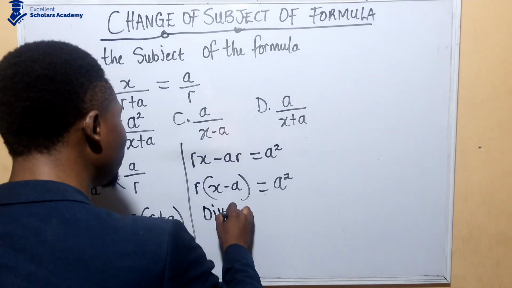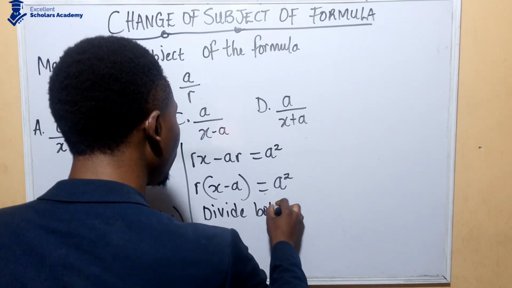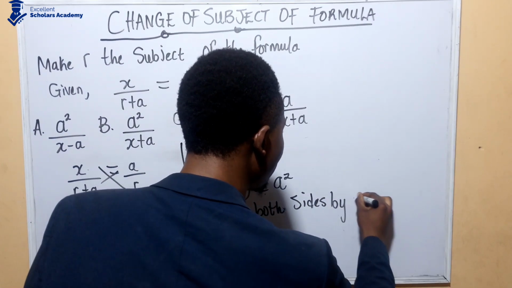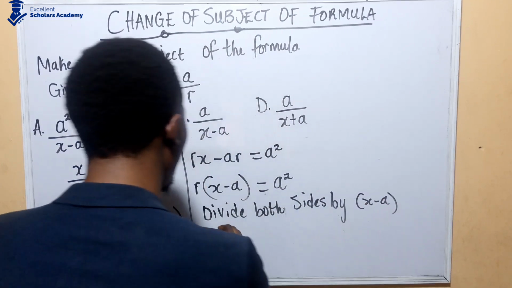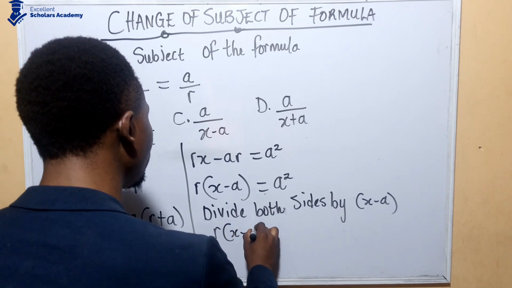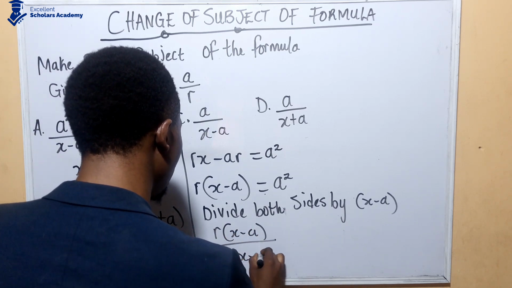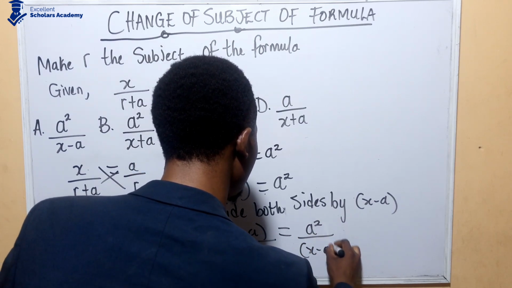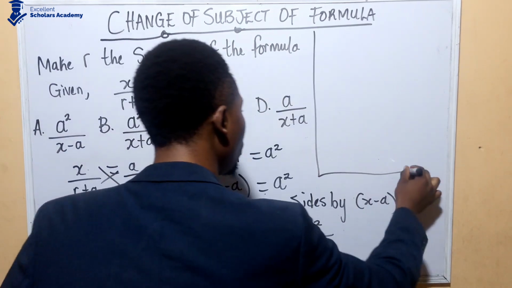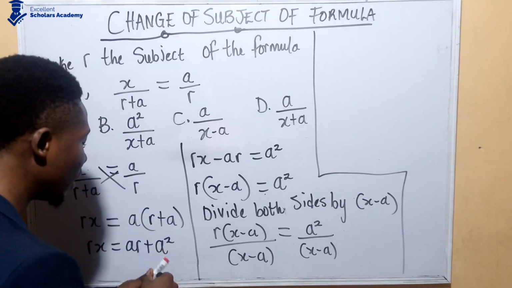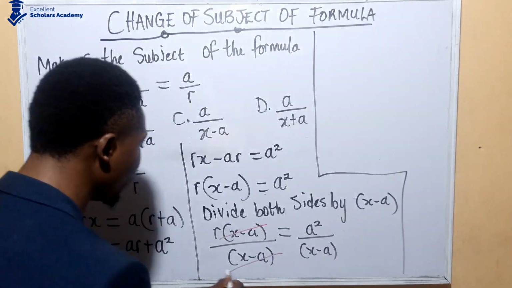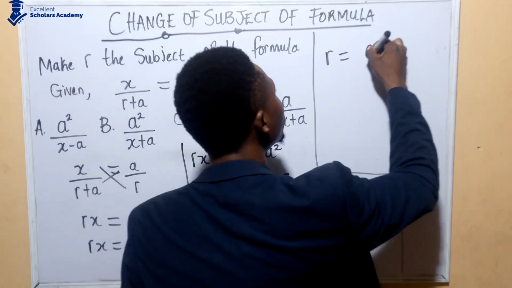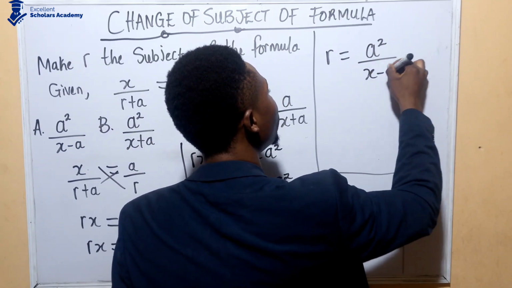So we divide both sides by X minus A. It becomes R into X minus A over X minus A is equal to A squared over X minus A. You see that X minus A takes away X minus A, so you're left with R. So R is equal to A squared over X minus A.